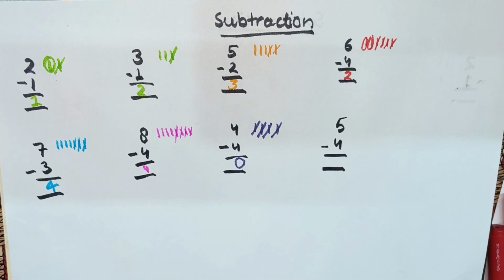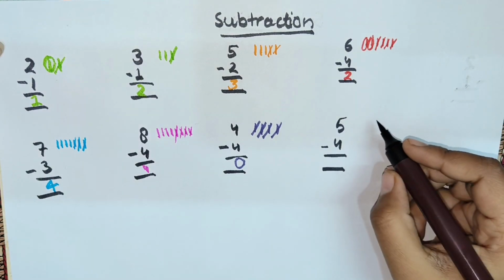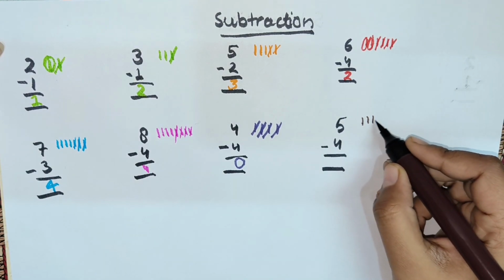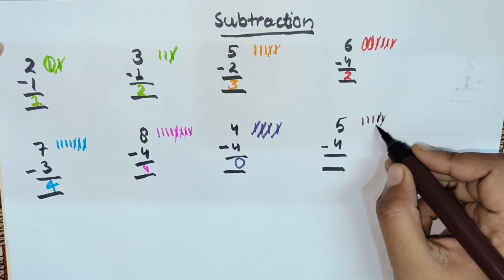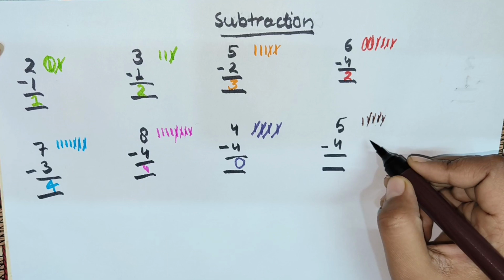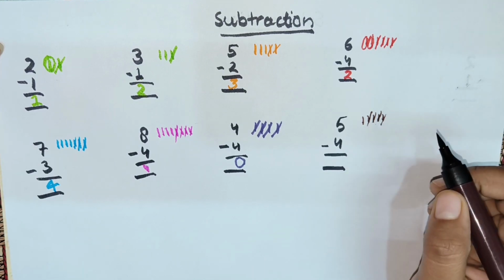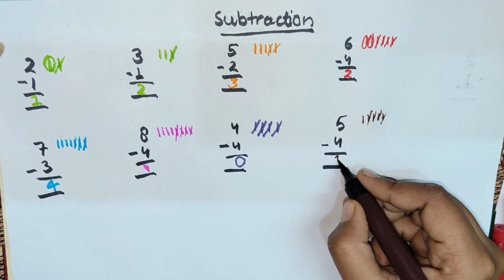Next is 5 minus 4. What will you do? You have to make 5 lines in front of 5. 1, 2, 3, 4, 5. And how many lines do you have to cut? 4 lines. 1, 2, 3, 4. How many lines are left? Only one line is left. So the answer will be 1.